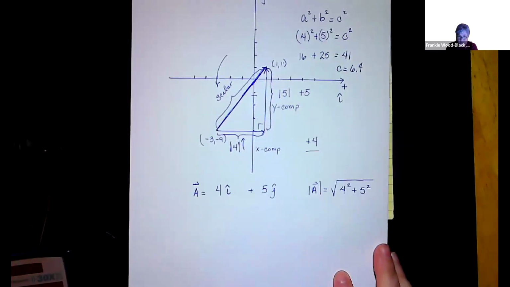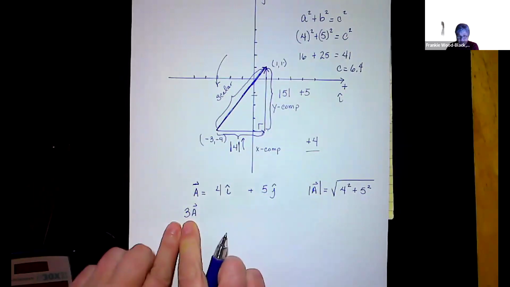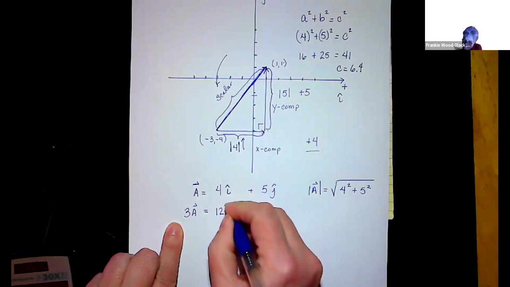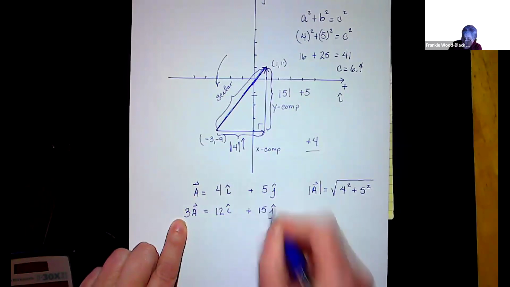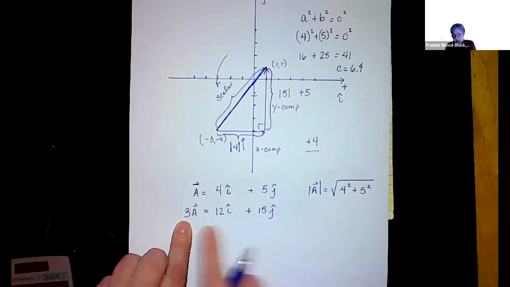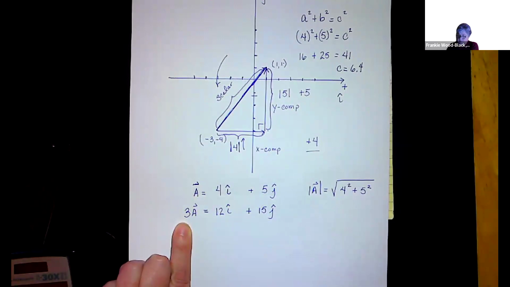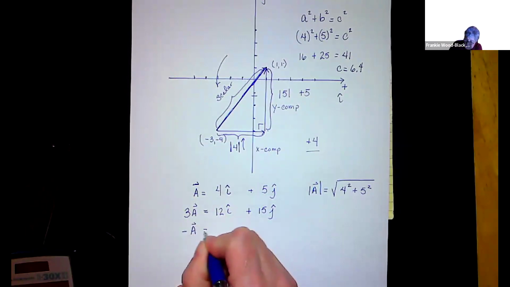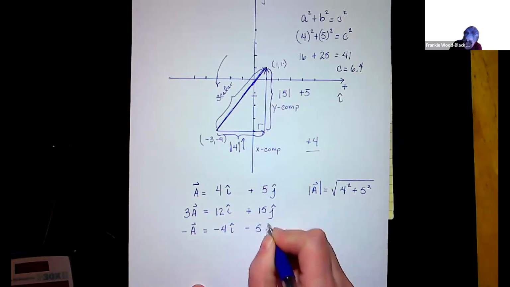Now, what's interesting about vectors is I can say, well, what's 3A? I can multiply this vector by a scalar. So 3 times 4 is 12, and 3 times 5 is 15. So now I have a new vector. 3A is going to look like this. So that's kind of an interesting piece. I can do a -1, so I can multiply by -1. So that would be -4, and that would be -5.